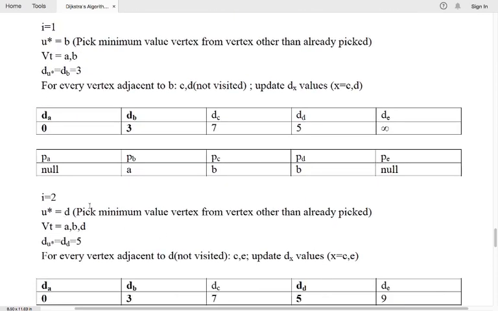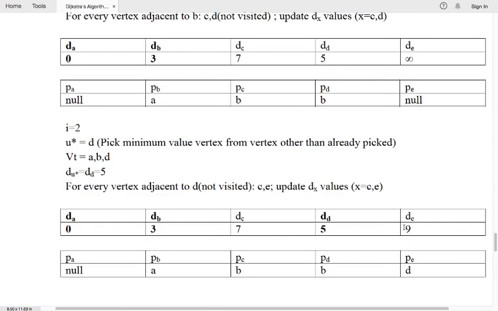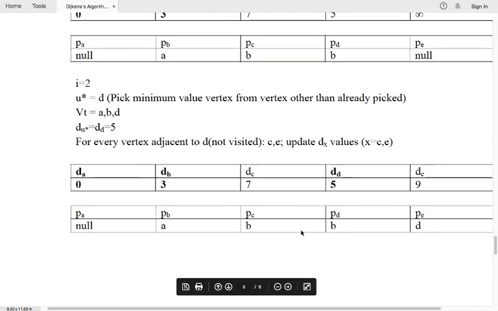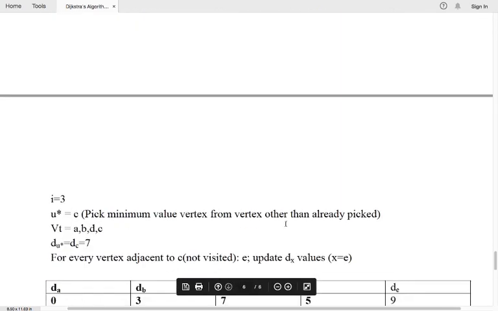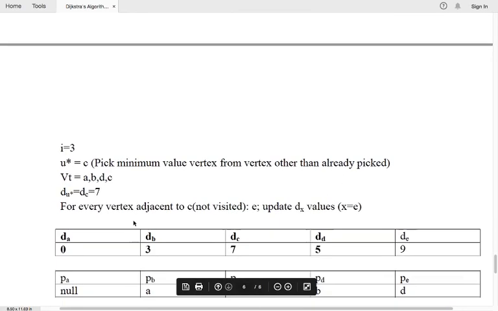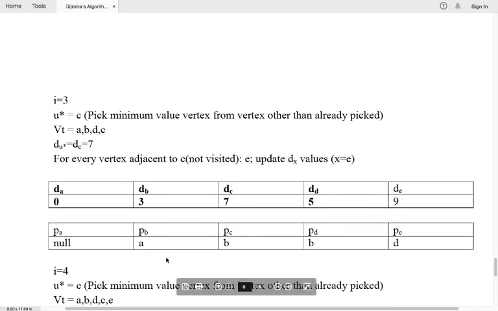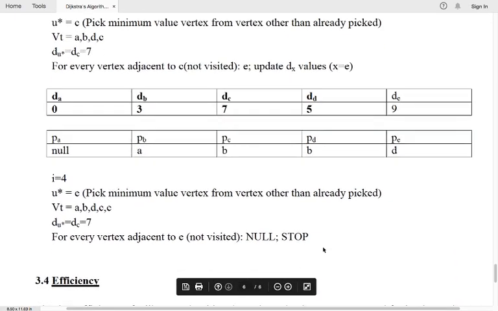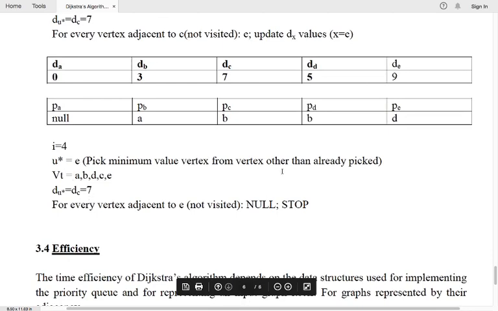Then I pick the next least value, which is 5 here. Then I'll update the table and the previous vertex visited. Then I pick C. From C, I'll update the values here and the previous vertex. And finally, the last vertex E is chosen. Update the values and stop. So this gives you the shortest distances, which are 3, 7, 5, 9, and this is the same as what we highlighted while solving the problem. So this is how your algorithm works.